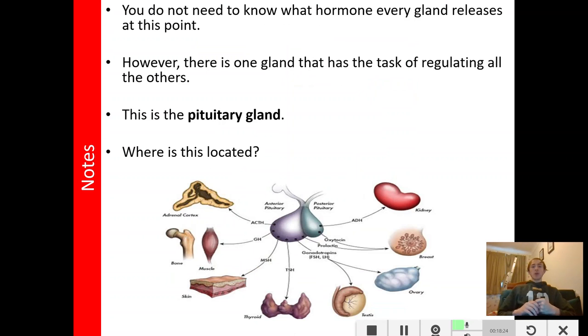Now, at this point, we don't care what every gland releases. But there is one gland we need to know a lot about before we start, and that is a gland that has the task of regulating every other gland. It's called the pituitary gland. And hopefully everyone can remember from what we just talked about where it is found. It is found directly underneath the brain, in a prime position to be controlled from the blood and also from the nervous system, because a lot of blood goes to your brain, and also, well, obviously, the central nervous system is centered around your brain.